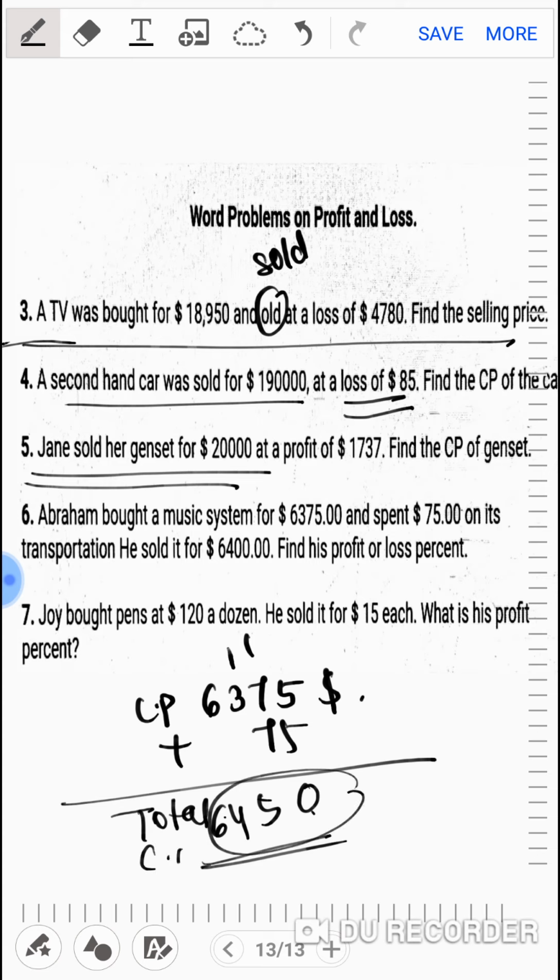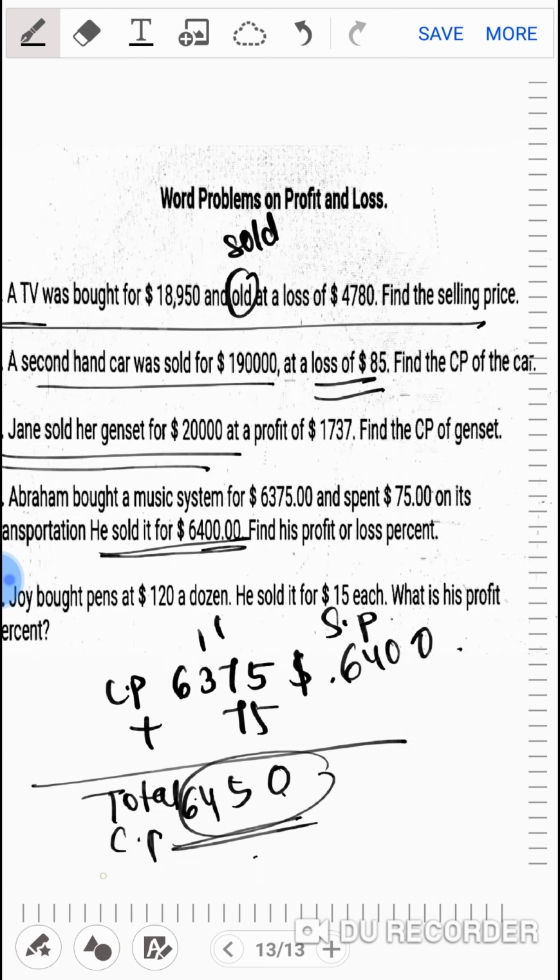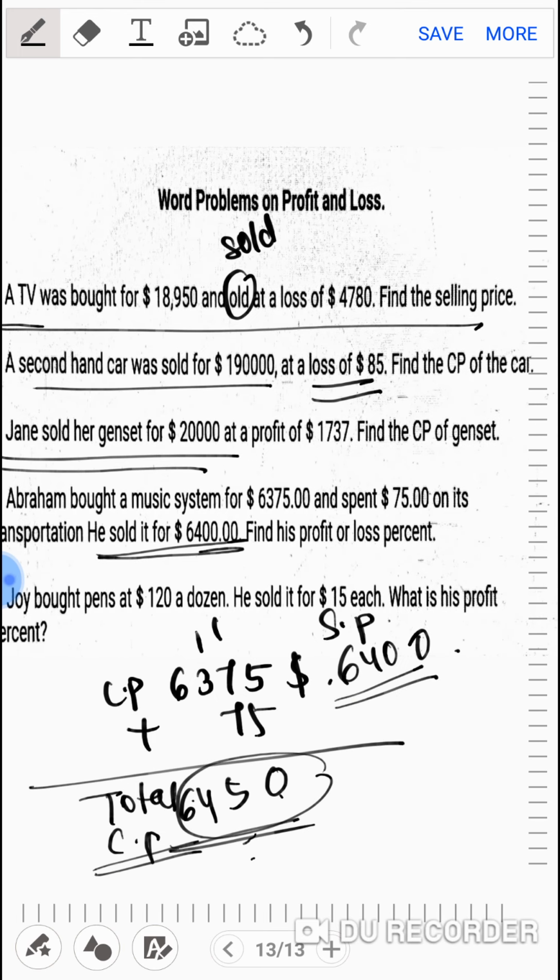That will be something like this. Once you get this total CP, now you have selling price, he sold it for 6400. This is your selling price. So CP is this 6450 and selling price is 6400. Selling price is less than cost price. That means loss is incurred. So how will you find loss? Loss will be 50 rupees. Okay. Clear? Here we have the question, find his profit or loss. Percent, don't write percent. Percent will be done in our next video. For now you have to just plainly find profit or loss.